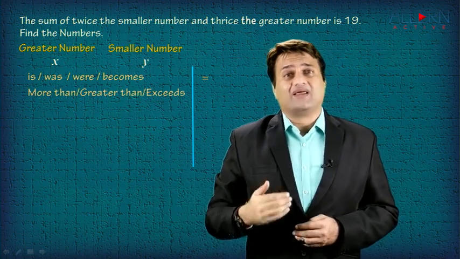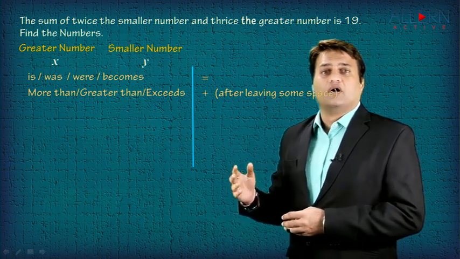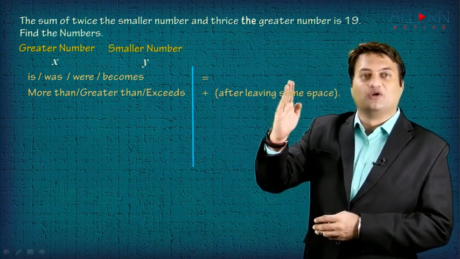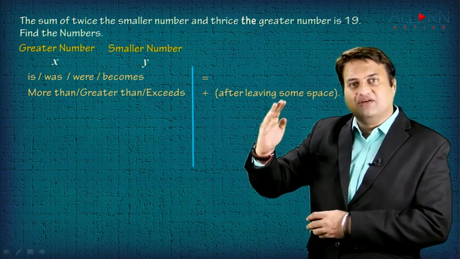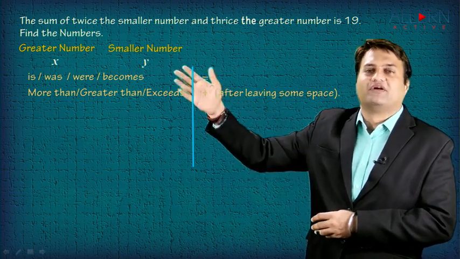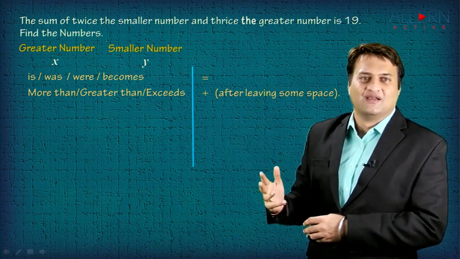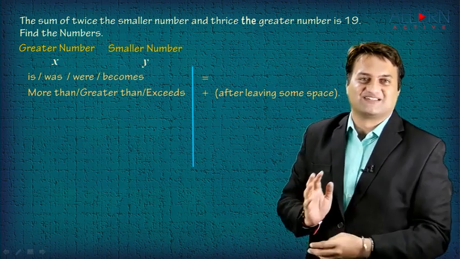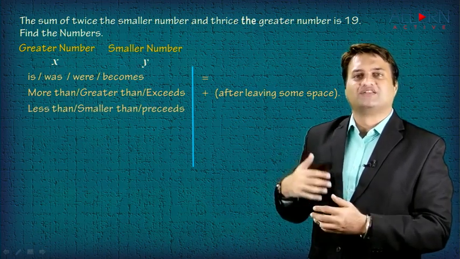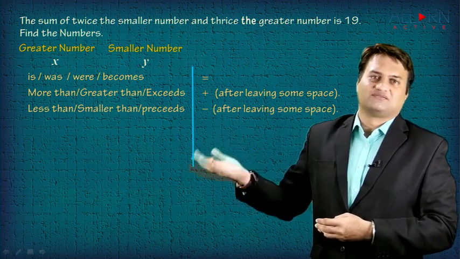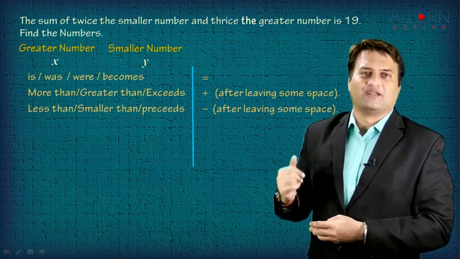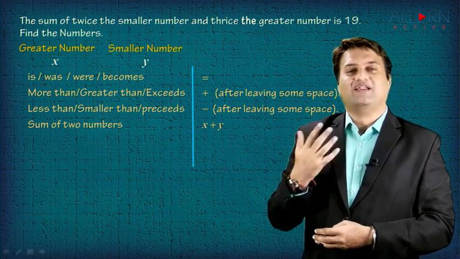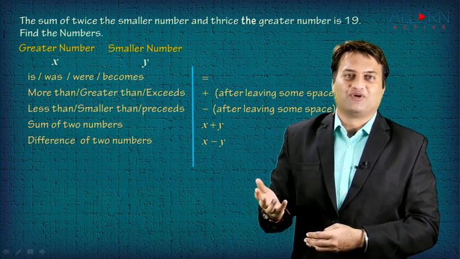More than, greater than, exceeds, you need to replace it by plus, but after leaving some space. Now this is generally after the equal to sign, on the right hand side. After leaving some space, put a plus whenever it is more than, greater than, exceeds. When we do the sum, you will actually understand what we exactly mean by after leaving some space, right? Similarly, less than, smaller than, precedes, after leaving some space, put a minus sign. Sum of two numbers, x plus y. Difference of two numbers, x minus y.